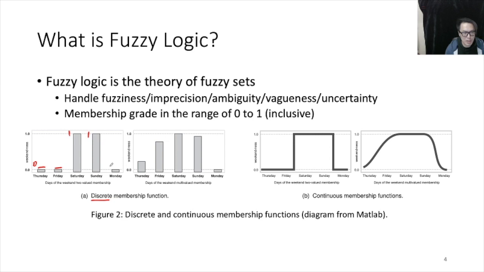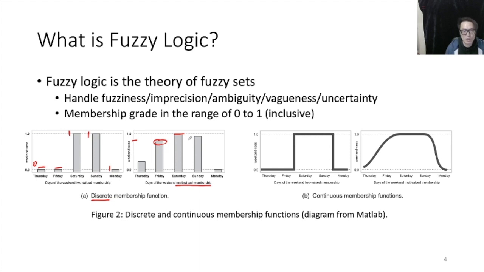But now, when we talk about the fuzzy set, using the multi-valued membership, that is the fuzzy set. On Thursday, we already have some feeling about the weekend because we expect that one day after, that will be the weekend. Friday, we have a stronger feeling, so the weakness right here is higher, and it keeps getting higher until we reach the highest value, one, at Saturday. And then on Sunday, because we expect that the next day would be a working day again, the feeling or the weakness is dropping.